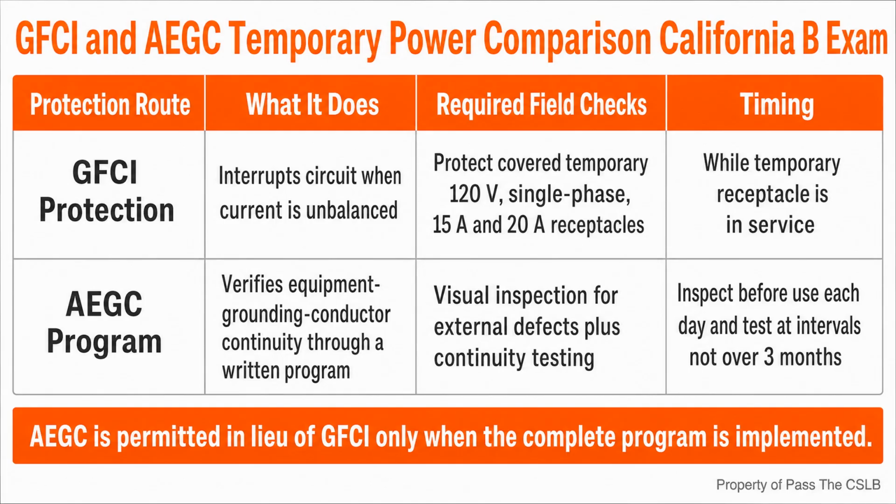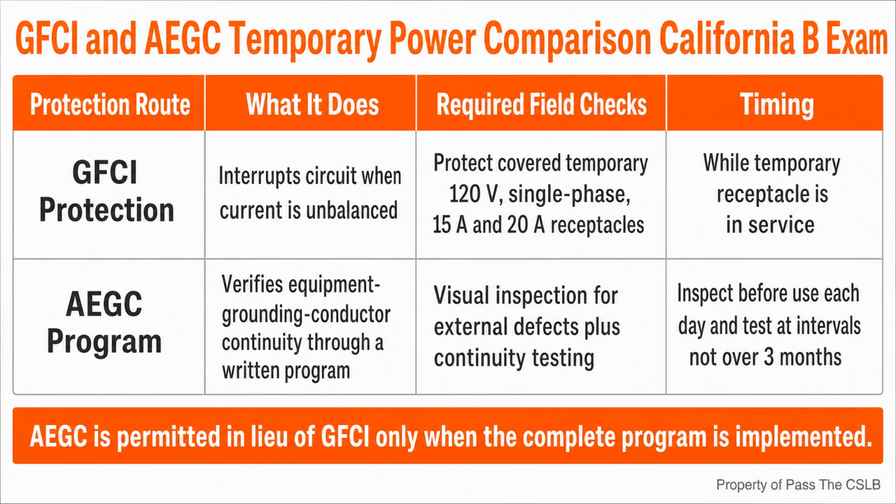The most common confusion is thinking both systems are always legally required on the same temporary circuit. The source material treats the Assured Equipment Grounding Conductor program as an alternative to ground fault circuit interrupter protection when the complete program requirements are met. A contractor may choose redundant protection, but the legal distinction is alternative, not automatic duplication. The practical difference is easy to remember. Ground fault protection reacts when current begins traveling where it should not. The Assured Grounding program verifies, through a documented routine, that the grounding path and connected equipment remain in acceptable condition before a fault becomes the worker's problem.